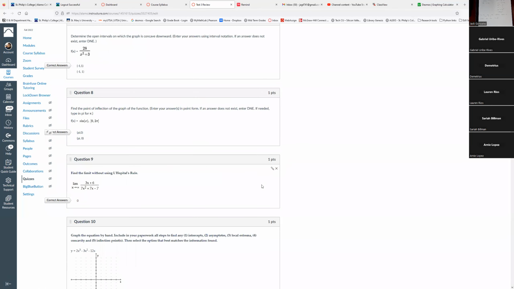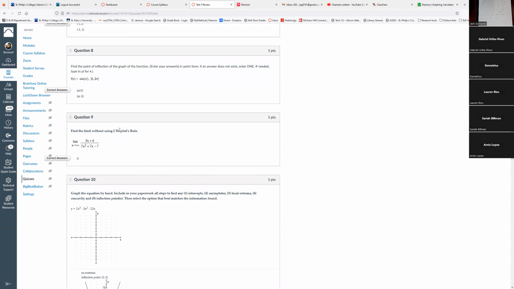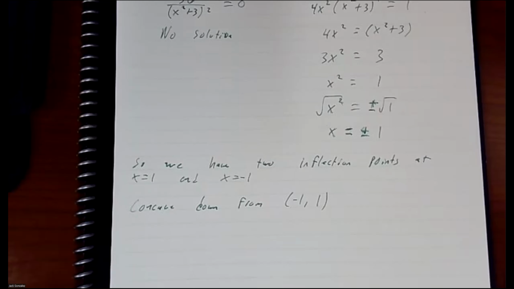We move on to L'Hopital's rule, number 9. Whenever you have an indeterminate form, meaning if you take the limit and you have infinity over infinity or 0 over 0, you do L'Hopital's rule. And we said if the power is bigger in the bottom, the limit will go to 0. But to show the actual L'Hopital step, you have to use derivatives.